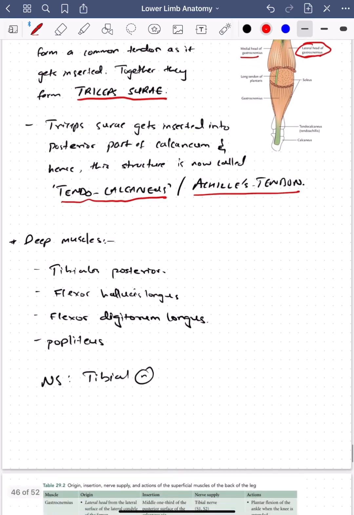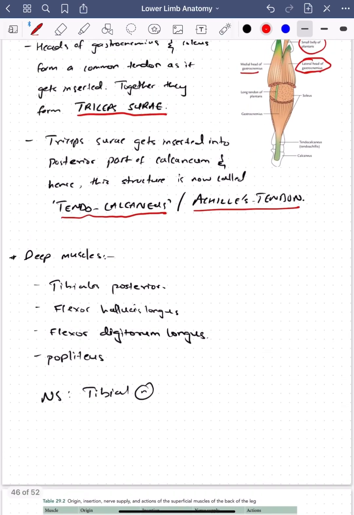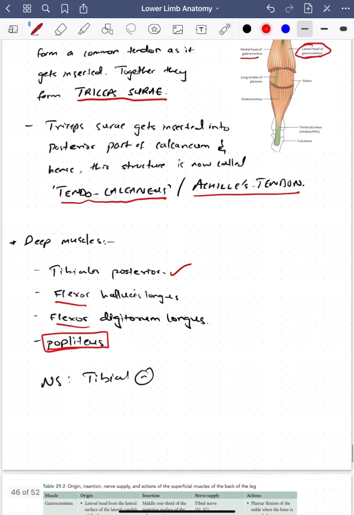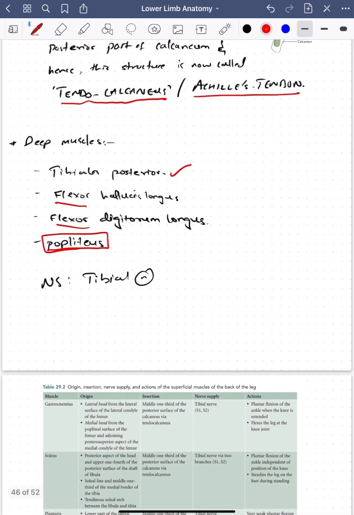Now the muscles in the deep group, you can just remember them as the exact opposites of the muscles in the anterior group. So we have tibialis posterior, flexor hallucis longus, and the flexor digitorum longus. And one more muscle, included in your knee joint, and that is the popliteus muscle. So the deep muscles are tibialis posterior, flexor hallucis longus, flexor digitorum longus, and the popliteus. Now their nerve supply, these are supplied by the tibial nerve.